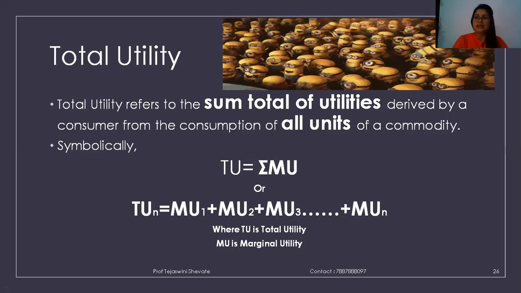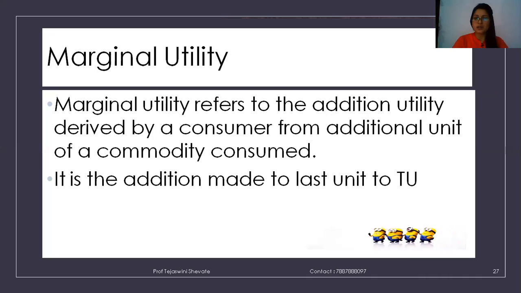Moving to the next, marginal utility. Marginal utility refers to the additional utility derived by a consumer from an additional unit of a commodity consumed. For example, I have already consumed 10 mangoes and now I want to find out what could be the utility that I will derive after consuming one more additional mango, that is the 11th mango, right? Yes, I can find it out. So what is marginal utility?